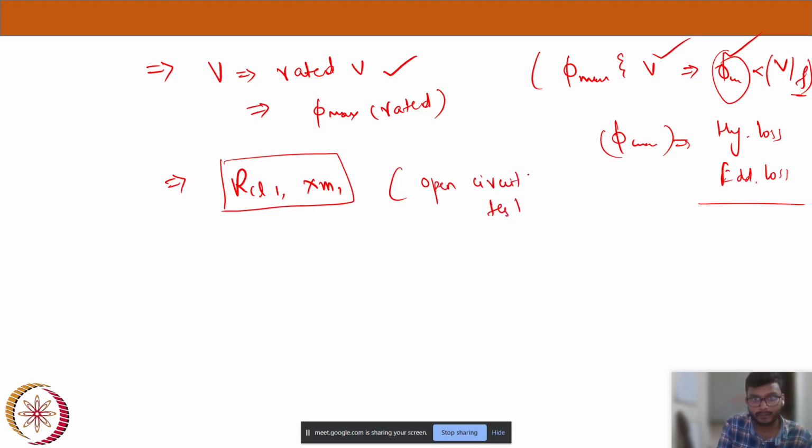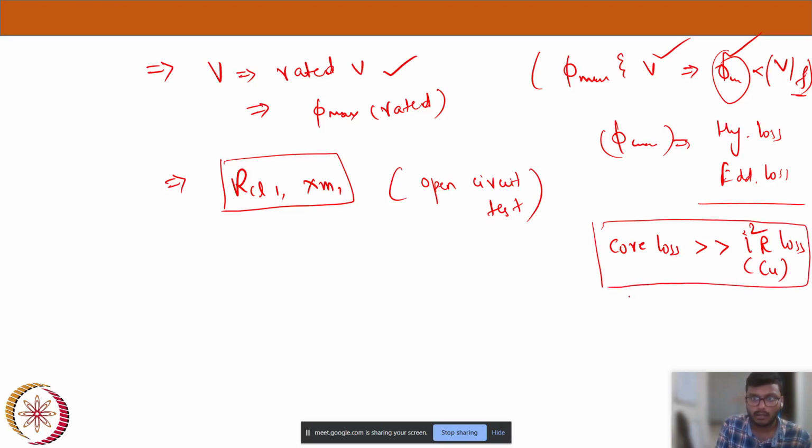In the open circuit test, our no load current is only 2 to 5% of rated current, as we just discussed. So when that small amount of current flows through the resistances, the I square R loss is very negligible. So that we can write here: core loss is approximately equal to the input power, and I square R loss, that is copper loss, in the open circuit test is negligible.